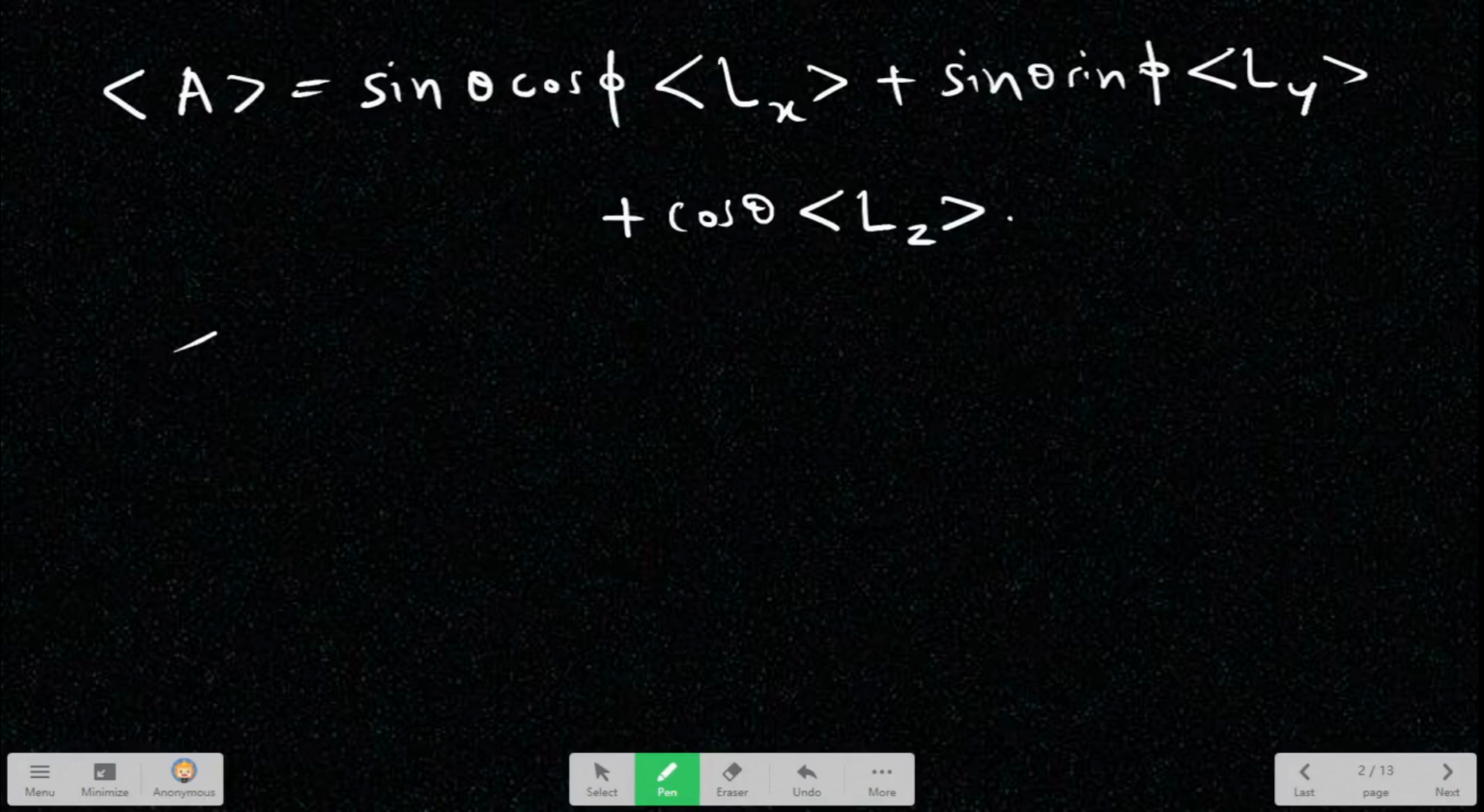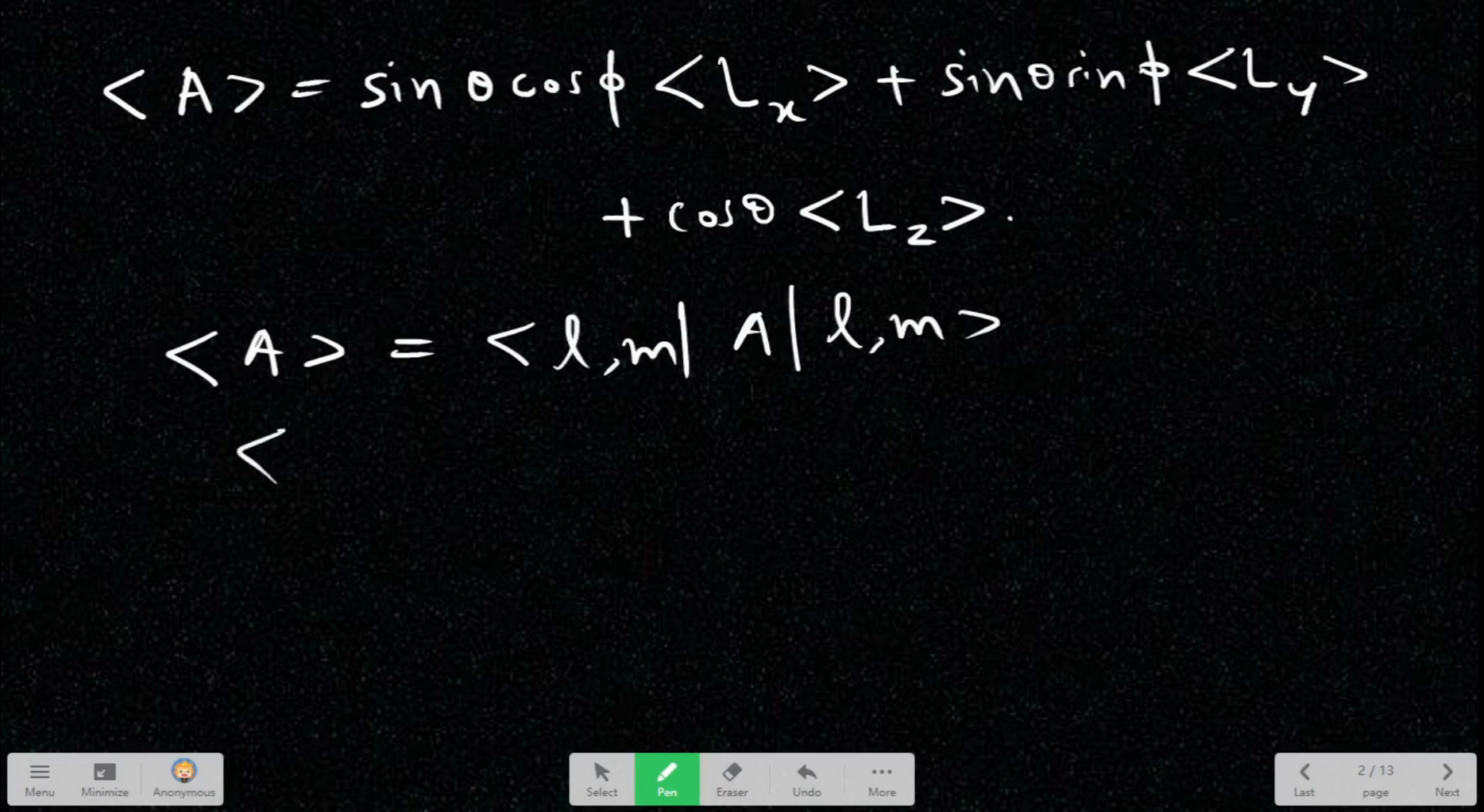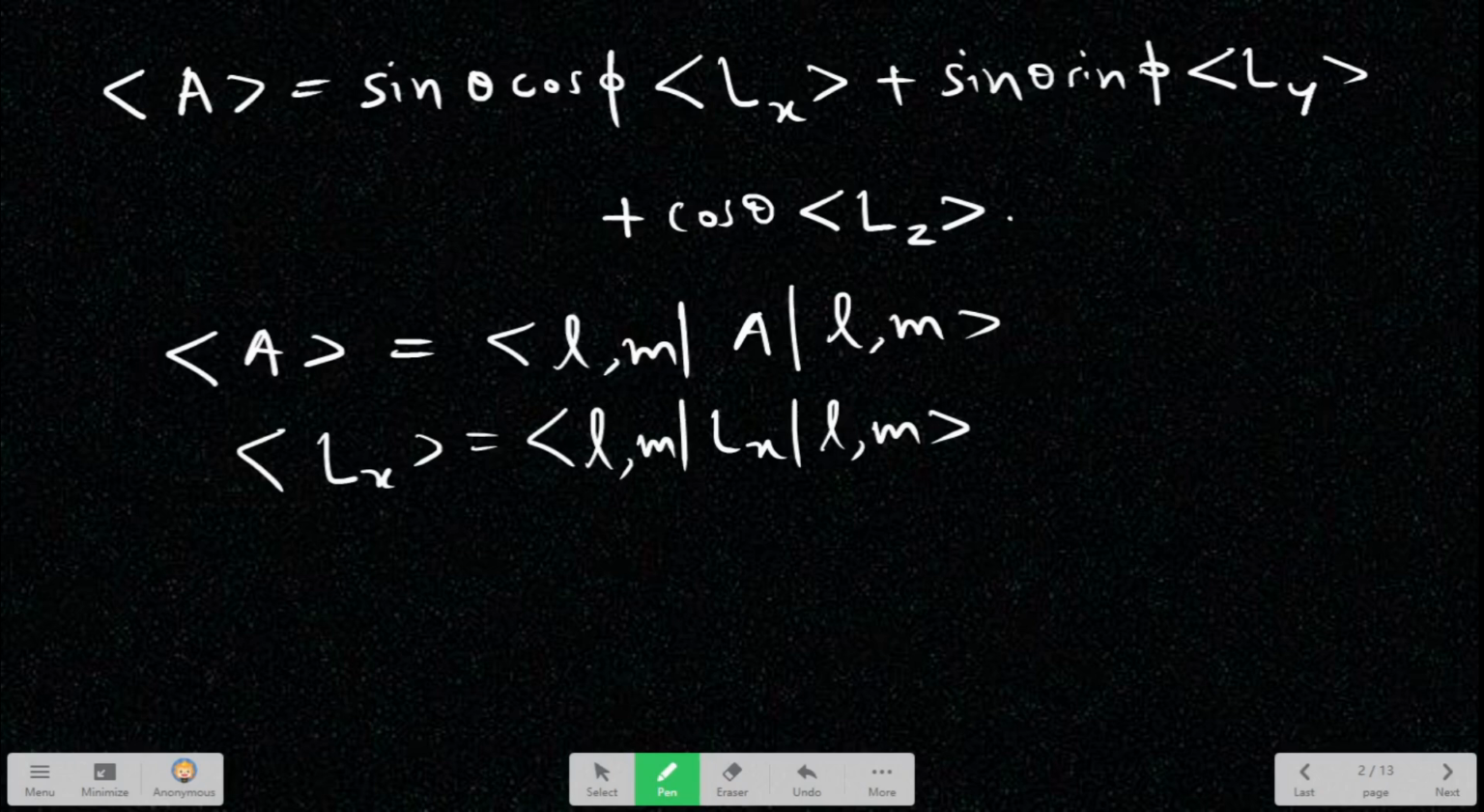I want you to keep in mind that when we write expectation value of A, then that is with respect to Lm. So it is actually like this: <Lm|A|Lm>. And when I write Lx expectation value, this is <Lm|Lx|Lm>. But for convenience, I'm only writing this thing. But you have to keep in mind that this is with respect to state Lm, and Lm is the simultaneous eigenstate of L square and Lz operators.